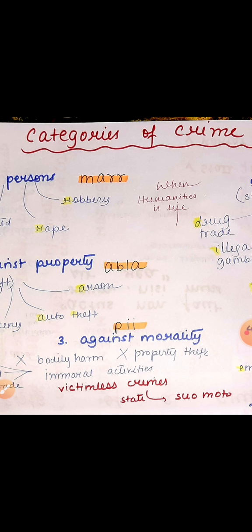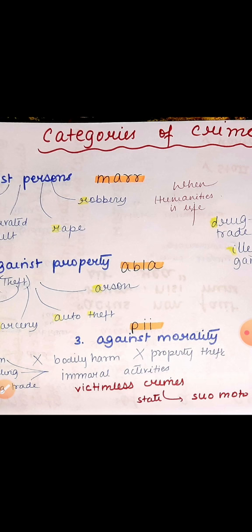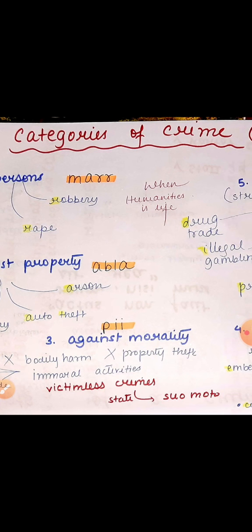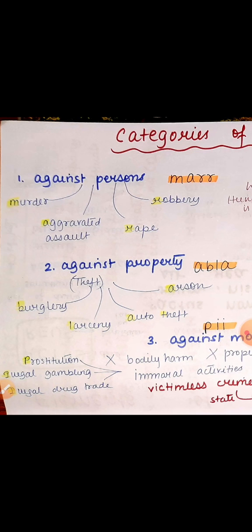In general, it's the state who takes suo moto notice and suo moto action against the criminals committing these crimes, because such actions will prevent the nonsense elements from continuing their illegal activities. Immoral crimes include things like prostitution, illegal gambling, and illegal drug trade. I hope you can see the screen. You can remember it as PII, P-I-I.